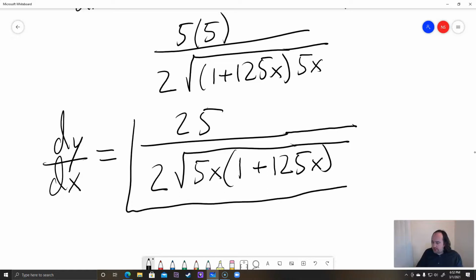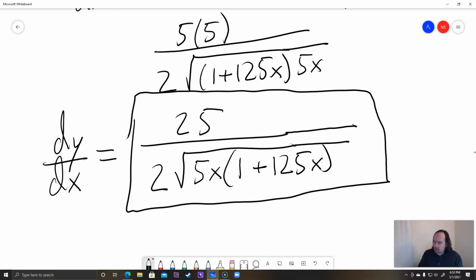So that's going to be our final answer, 25 all over 2 times the square root of 5x times the quantity 1 plus 125x. So, yeah, simplifying the square root was actually the hardest part of that problem.